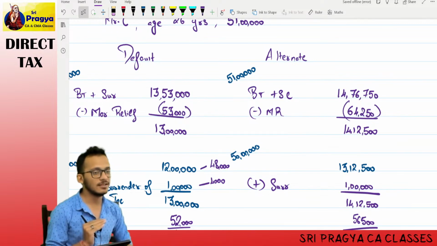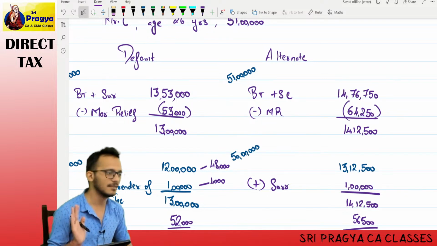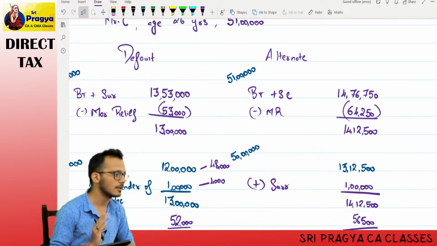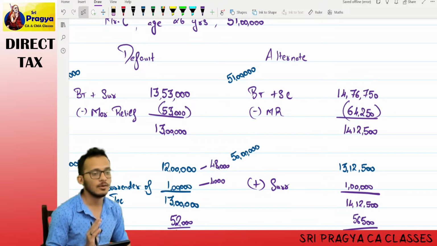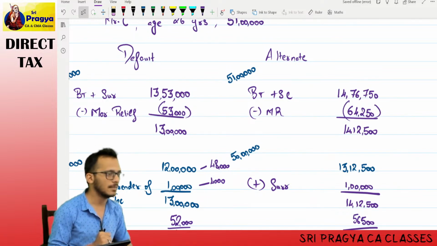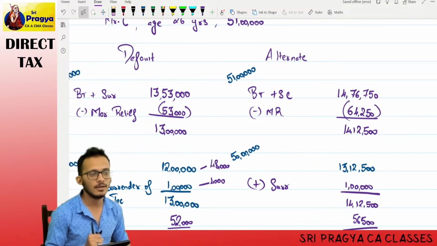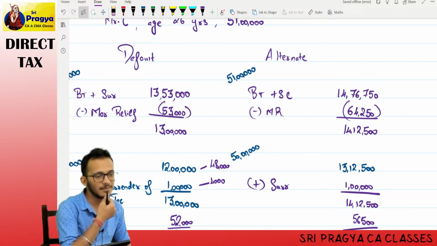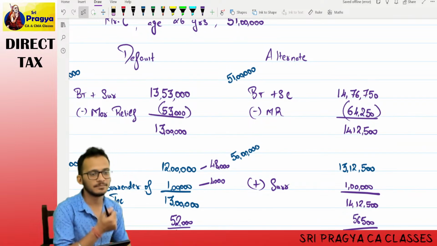Income tax is all silent adjustments. They will only tell you what is there. How to do it is your job. Okay. Yes, a very important concept called marginal relief. Any doubts? No. Think about this from a poor person's angle.